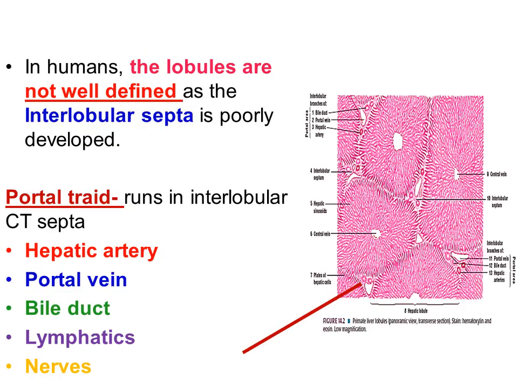The classical liver lobule is hexagonal in shape with a portal triad at each angle. The portal triad runs in the interlobular connective tissue septa, consisting of hepatic artery, portal vein, bile duct, lymphatics and nerves. In humans, the lobules are not well defined as the interlobular septa is poorly developed.